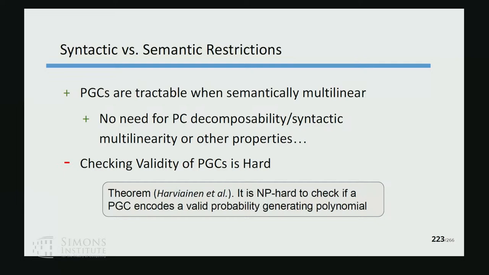The downside is if I give you a circuit, actually checking that it represents a multilinear function now becomes hard, in fact, NP-hard. So you kind of have this global property of the function that's hard to know. So you have to somehow trust it by construction, whatever circuit I give you is actually representing a generating polynomial.